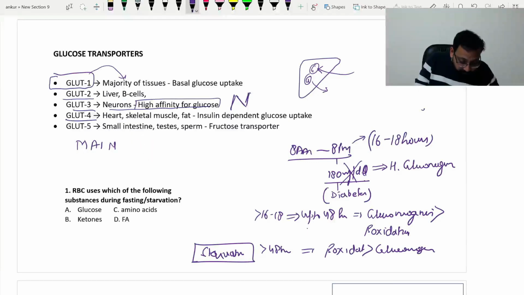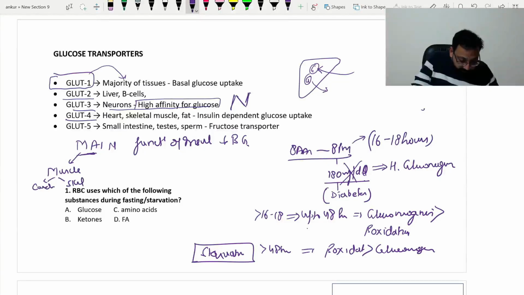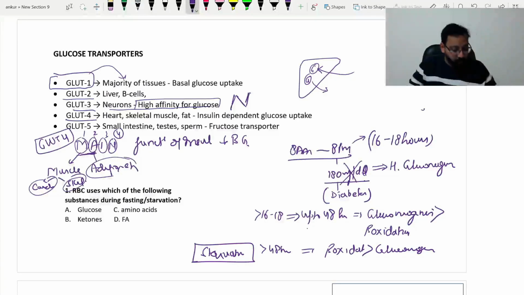Main function of insulin: the function of insulin is to decrease blood glucose. MA: M for muscle, which may be cardiac or skeletal, and A for adipose tissue. So glucose transporter 4 is present in cardiac muscle, skeletal muscle and adipose tissue. Insulin increases the concentration of glucose transporter 4 in these tissues.